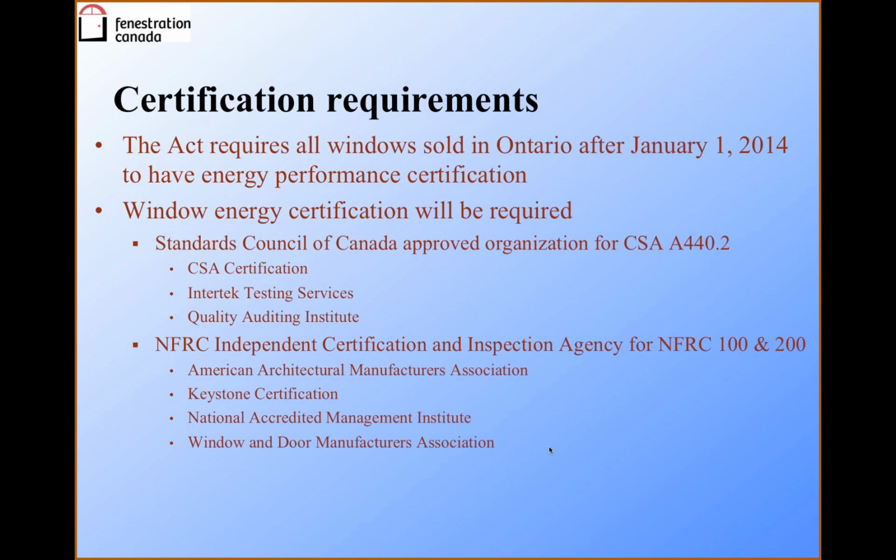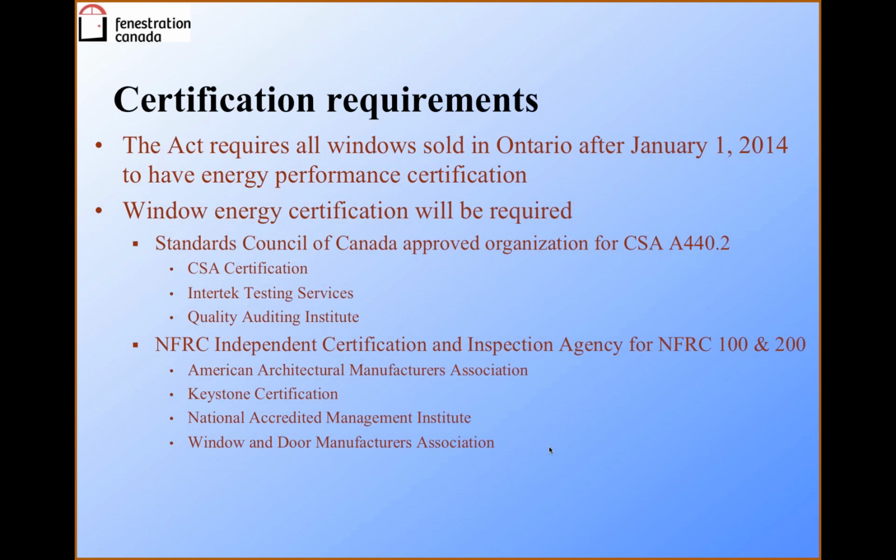Alternatively, you can use the NFRC program and get certified to NFRC 100 and 200 to meet the U factor requirements. That needs to be done by an independent inspection agent approved by NFRC. Currently, you can see that list of the 4 that are out there: the American Architectural Manufacturers Association, AAMA, Keystone Certification, National Accreditation Management Institute, which is NAMI, or the Window and Door Manufacturers Association, WDMA. Any of those 4 are currently running NFRC certification programs. If you're in that program, that certification will be valid.